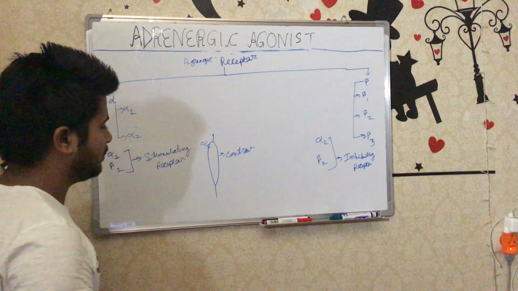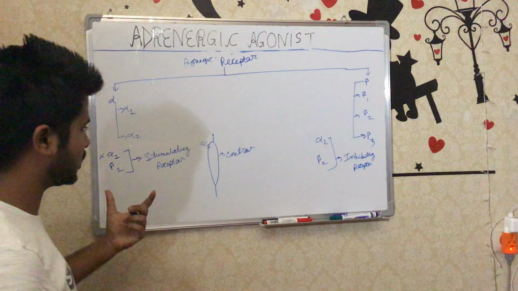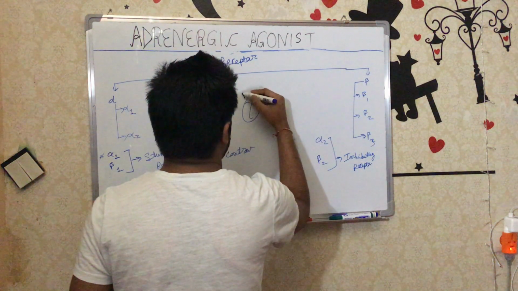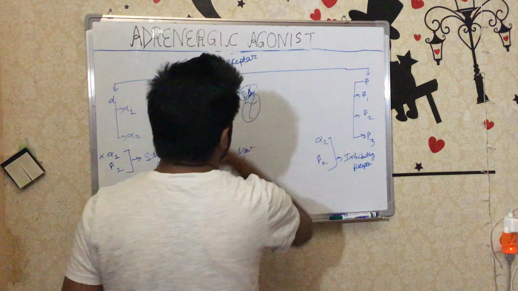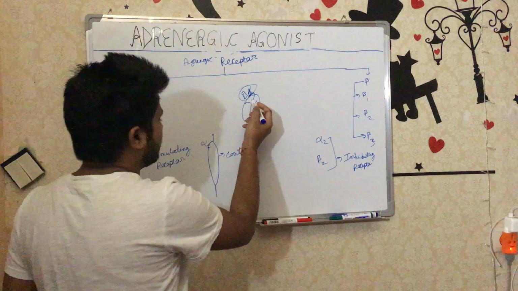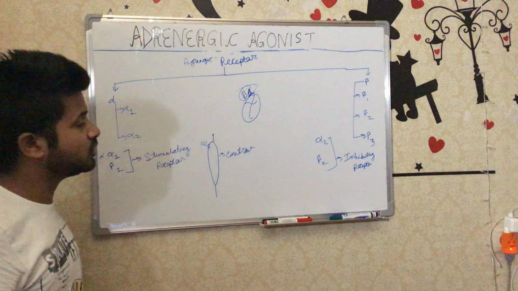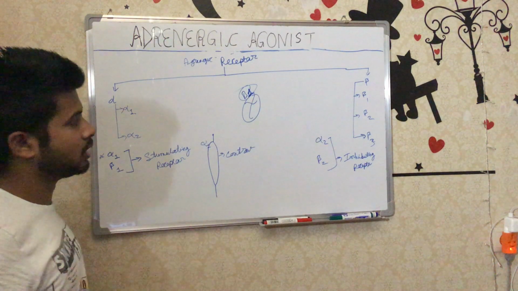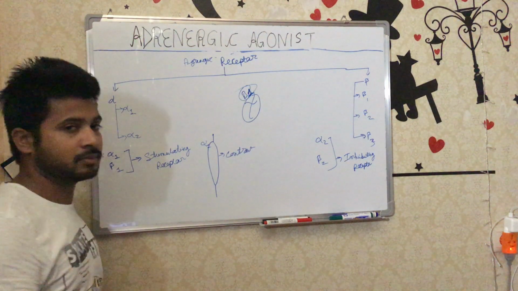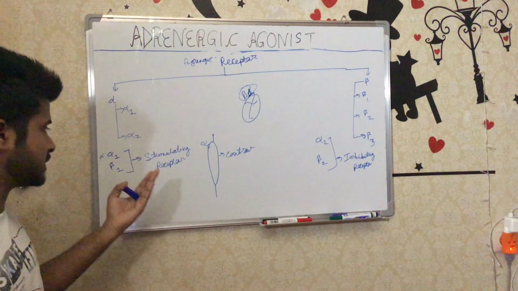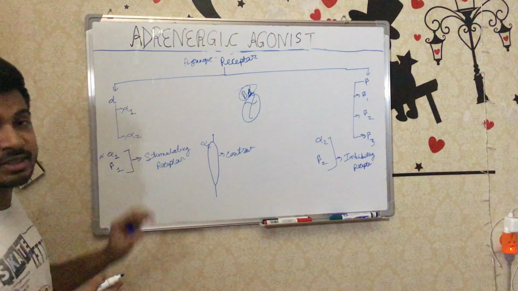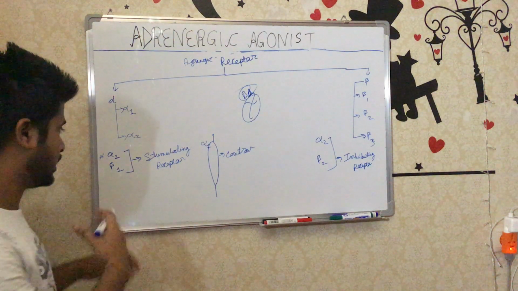The same thing applies to beta 1. Beta 1 is mostly found in two locations, first the heart and second the kidney. So, in the heart, when we stimulate beta 1, the cardiac output increases. How? Because beta 1 stimulates the heart's automaticity, contractility and conductivity, all three, and automatically the cardiac output increases. So that's why alpha 1 and beta 1 are stimulating receptors. If you remember by this method, it's easy to remember the function of the receptors. No need to memorize individually; you can understand very easily.